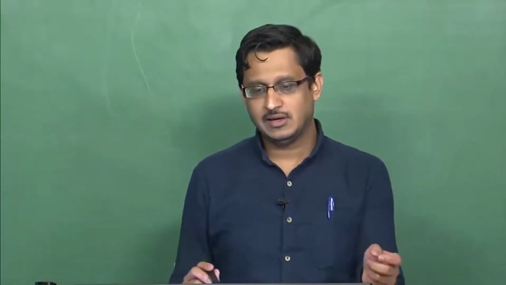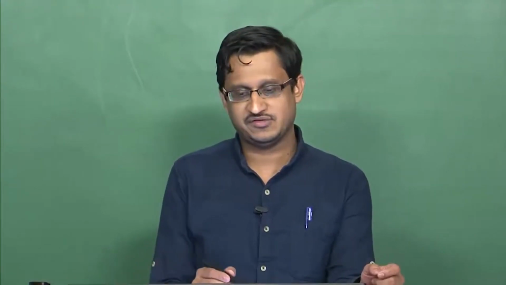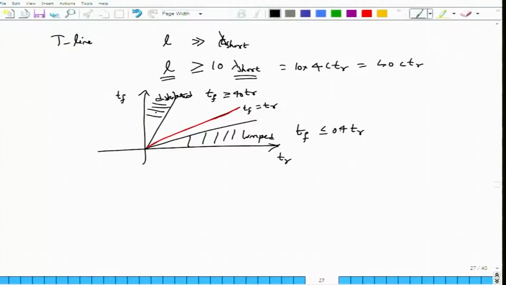Before doing that, let me just take a couple of minutes to go back to that discussion that we had in the last module about lumped versus distributed. To refresh your memory, we talked of lumped regime when the time of flight was less than or equal to 0.4 Tr, and we talked of distributed when Tf was greater than or equal to 40 Tr.